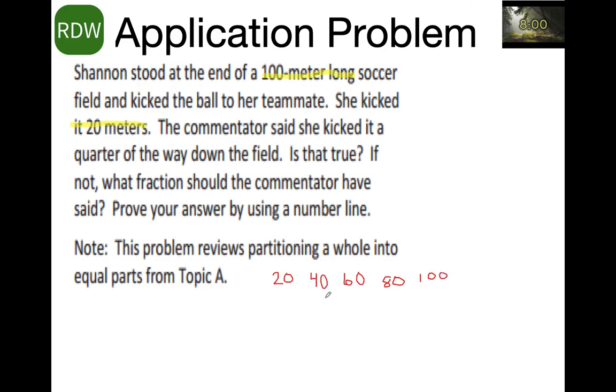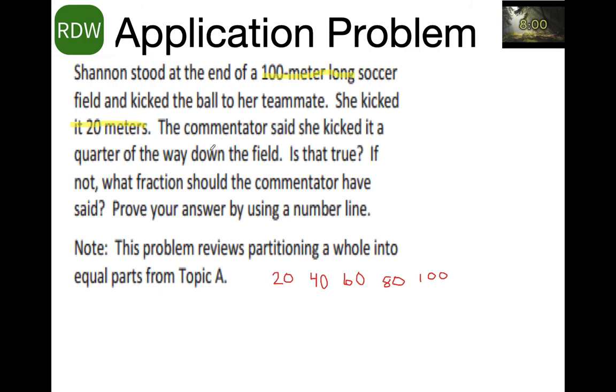Now, how many numbers do I have right here? I have 1, 2, 3, 4, 5. So we skip count by 20 all the way to 100 5 times. So when we're skip counting, when we're going 20, 40, 60, 80, 100, we can see that there are 5 equal parts. I'm going to show you with a number line now.